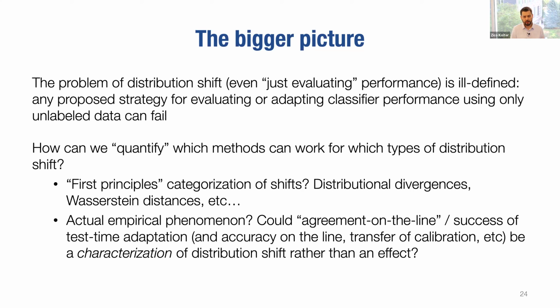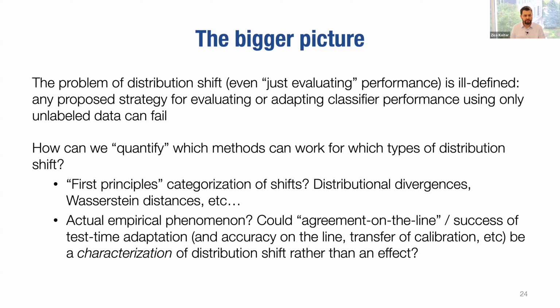In this talk, I've talked about two different phenomena that we've observed empirically, which allow us, in some cases, to evaluate machine learning algorithms without labeled data, agreement on the line and similar effects, and sometimes improve their performance, namely things like test time adaptation with tent or these conjugate pseudolabels actually working.